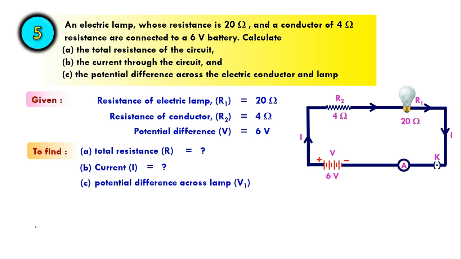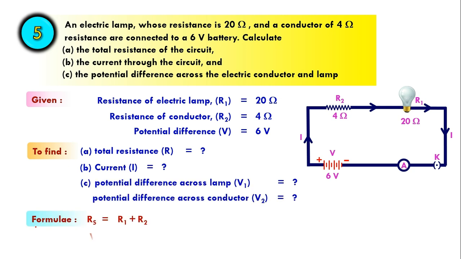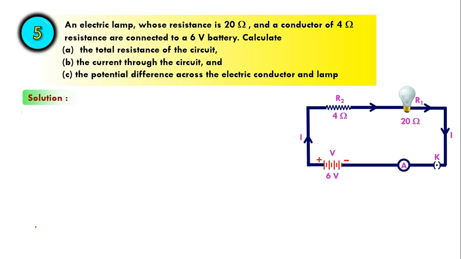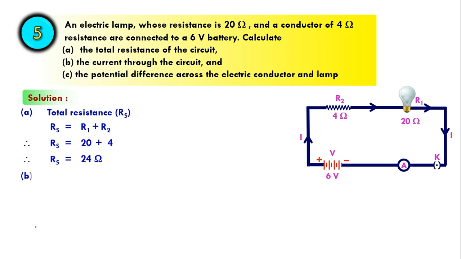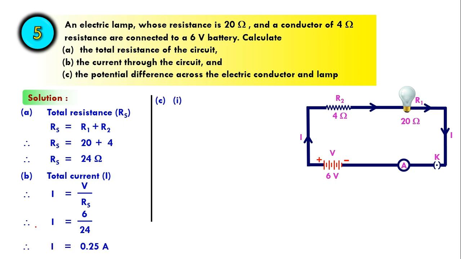R is equal to, where they are connected in series, R1 plus R2. Is it right? So 20 plus 4 equal to 24 ohms. Second bit, the current through the circuit, I is equal to what? V by R. Is it right? So V is 6 volts, R is 24. So that equal to 0.25 amps.